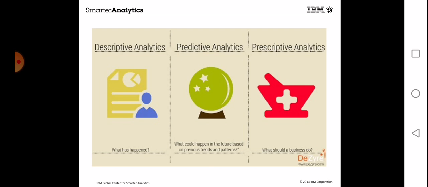And then predictive analytics answers the question what will happen or what could happen in the future based on previous trends and patterns. And lastly, prescriptive analytics. It anticipates what will happen, when it will happen, and also why it will happen, or what a business should do.